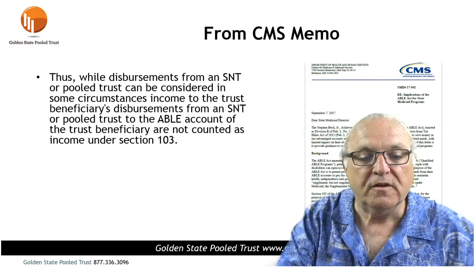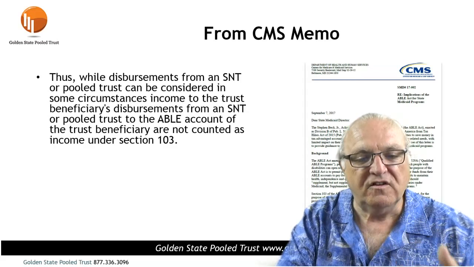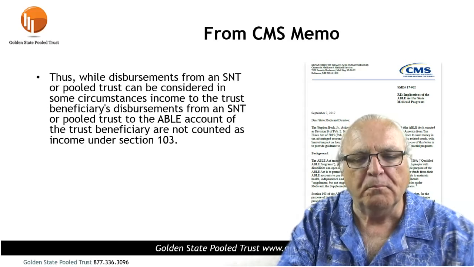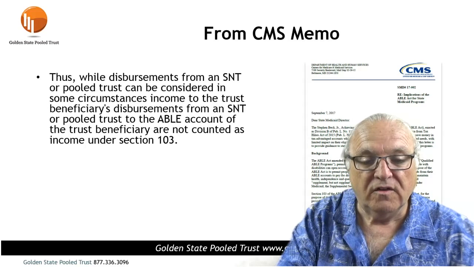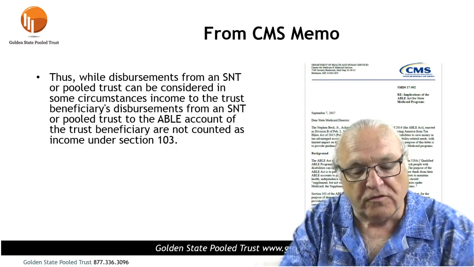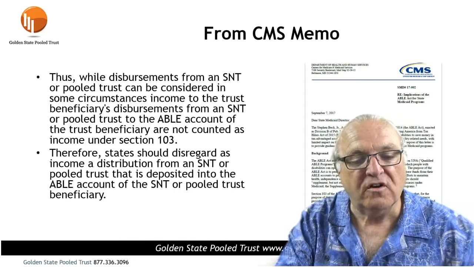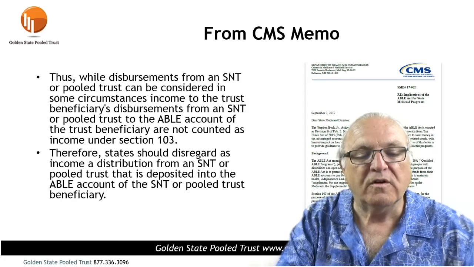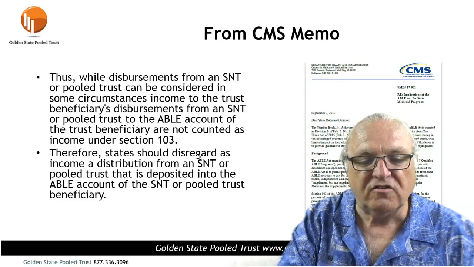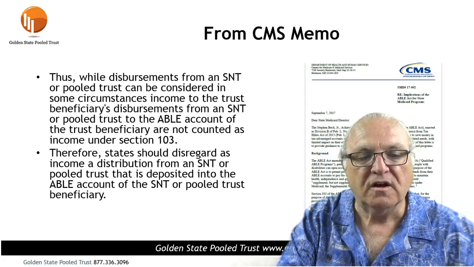While disbursements from the trust could be considered income in some cases, what it's basically saying is that even if you're not on SSI, if you're only getting Medi-Cal or Medicaid, distributions from a special needs trust, whether it's self-settled or third party, into an ABLE account are going to be considered a contribution. It's not going to be considered income. So once again, the CMS memo is actually addressed to the Medicaid directors in each of the states, and it's telling the directors not to count distributions from ABLE accounts.